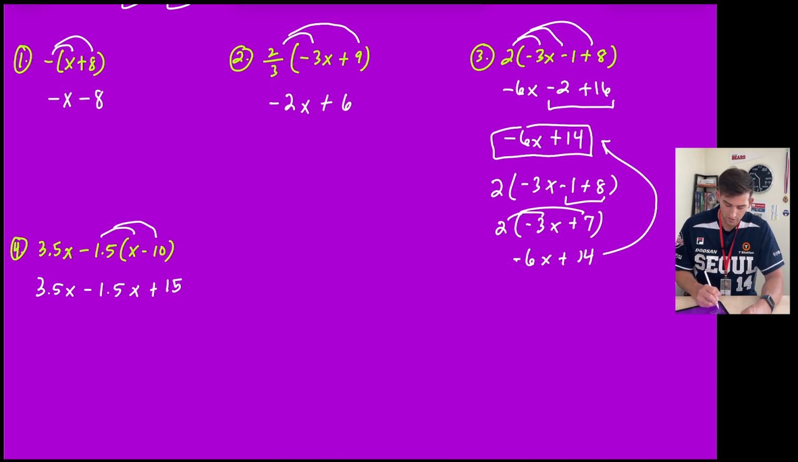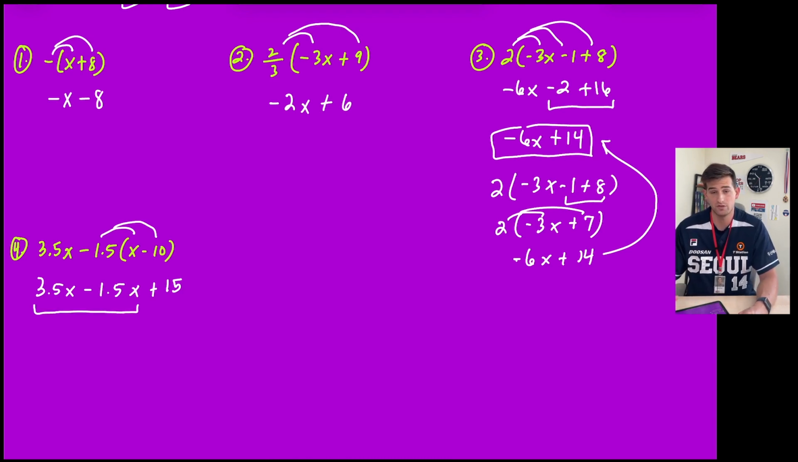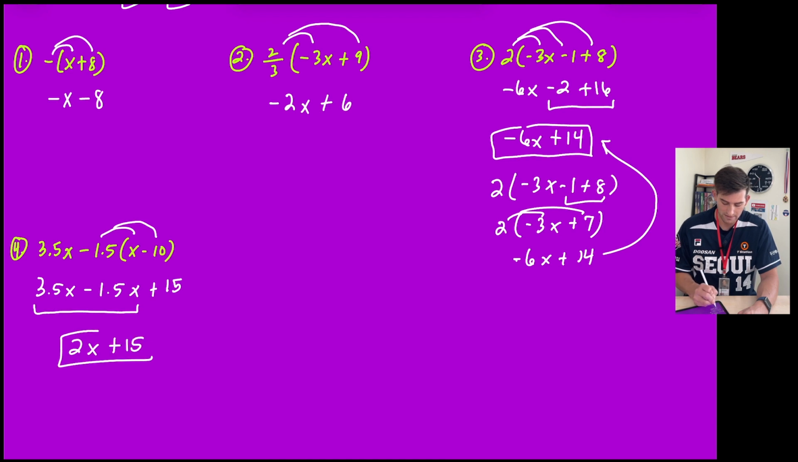Now I have like terms that are my linear terms, or the terms that have an x variable. So 3.5x minus 1.5x would just be 2x, and then we have our plus 15 at the end. Okay, and that is how you can use the distributive property.